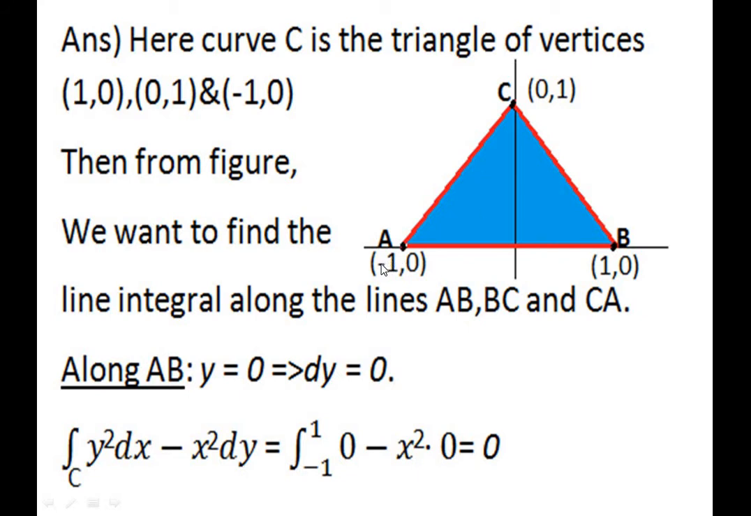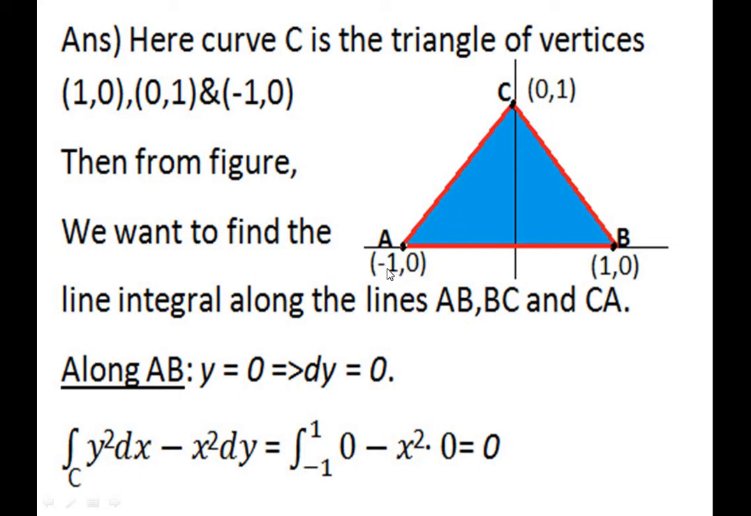We take the points (-1, 0), (1, 0) and (0, 1) in the xy plane. Let A equal (-1, 0), B (1, 0) and C (0, 1). Joining them, we get the triangle, that is, triangle ABC is the curve C. Then the integral over C means the integral over AB plus the integral over BC plus the integral over CA.